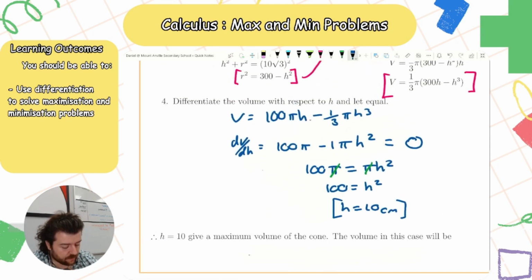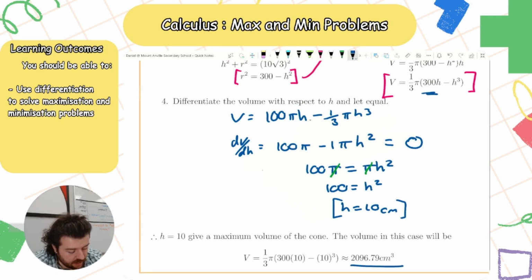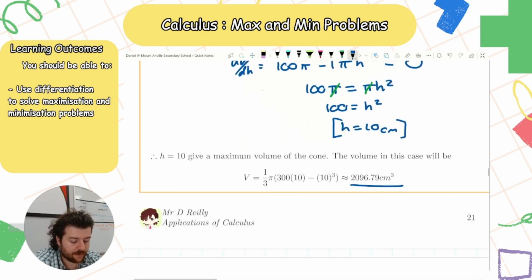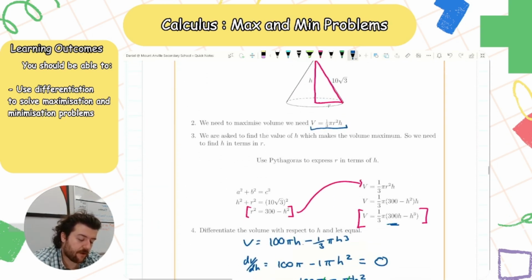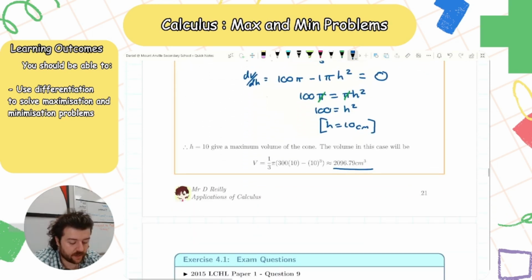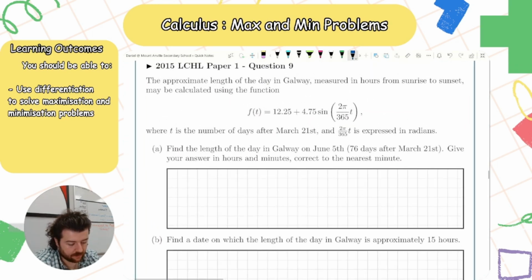So the volume, in this case, we sub it back in now to my formula up here, and I will get 2096.79 centimeters cubed. Right, so that is a maximizing and minimizing problem. They're the two types you'll come across: profit and loss, and area and volume. So let's look at some more questions here.